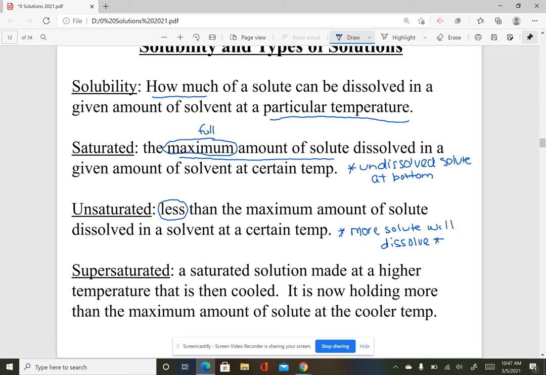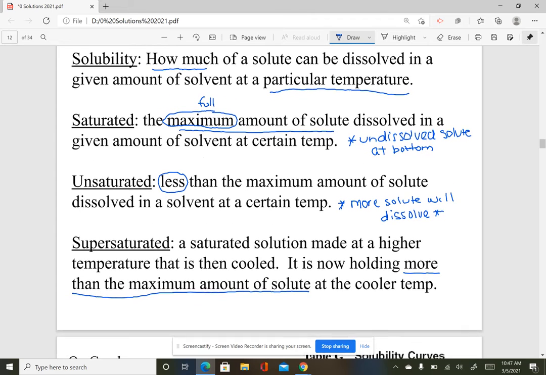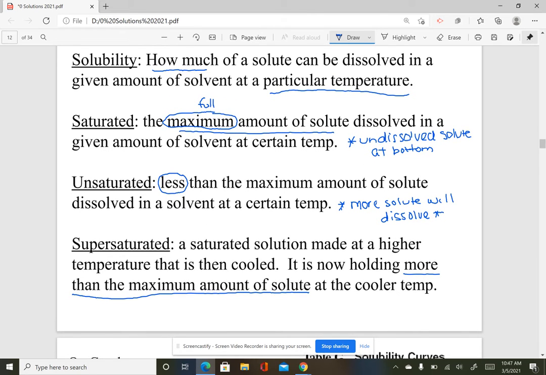Okay, supersaturated is a pretty complicated type of solution as far as making it goes. But basically, you can hold more than the maximum amount of solute. So there's a way to do this where the water has a certain capacity and you force more solute to dissolve. Because this is a difficult thing to do, these types of solutions are very unstable because the water is not supposed to be holding all of that solute.